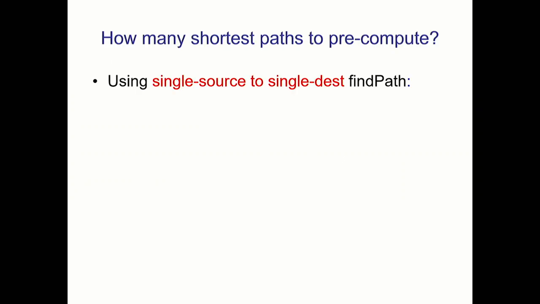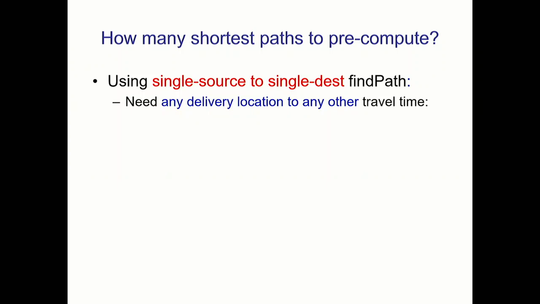Okay, so now let's look at how many shortest paths we need to pre-compute. Again, if we're using the same algorithm in Dijkstra, what Dijkstra does is single source, single destination. We're going from one intersection to one other intersection, okay? And we need any delivery location to any other delivery location travel time. So that's a lot of calls. That's around 40,000 calls, right? Because we are doing O of n squared calls to build this matrix.